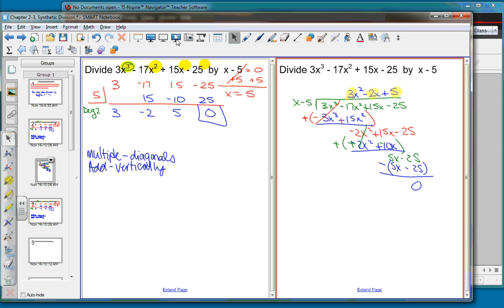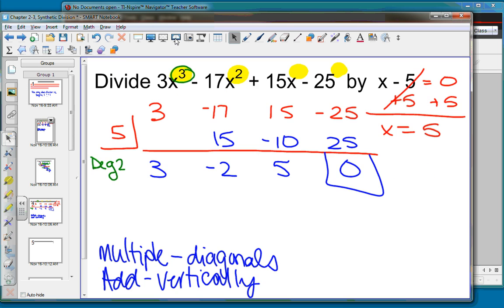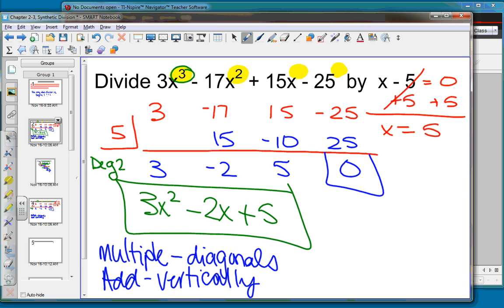What we have to do is come up with that over here. Do we see this? So I've got to come up with the 3x squared minus 2x plus 5 over on my synthetic division page. So how do I go about doing that? Remember I said that this is going to turn into a degree 2. We see that? So I just add in my variables with the exponents. So that's going to be 3x squared minus 2x plus 5.